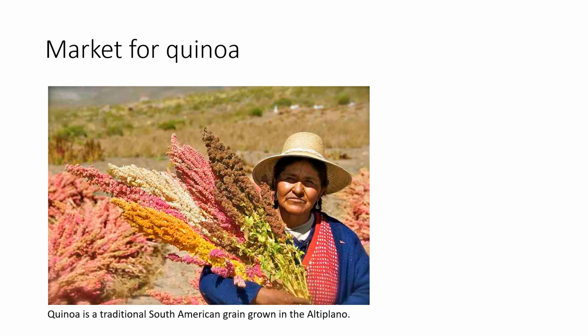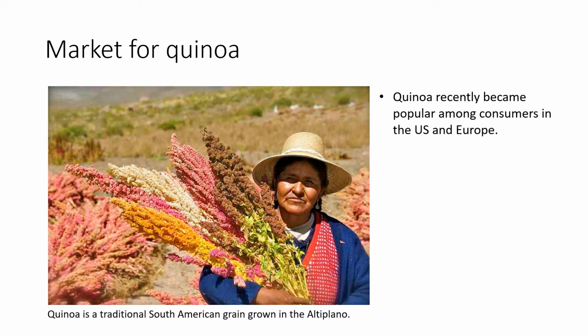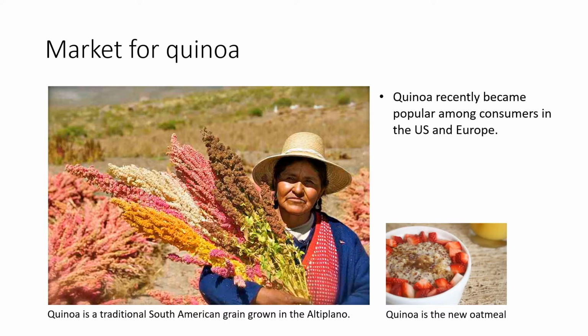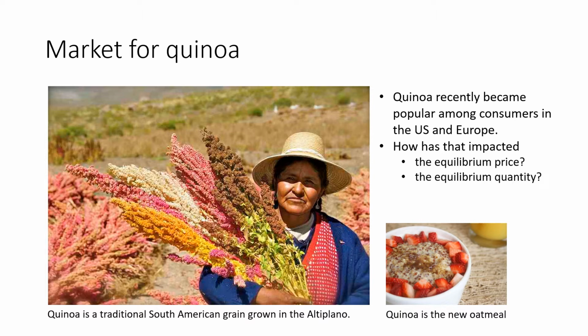Today's lecture focuses on changing market equilibria in the supply and demand model, where all consumers and producers are price takers. So we're going to start with the example of the market for quinoa, a traditional South American grain, which has become recently popular in the US and Europe. You can eat it like oatmeal. We want to think about how this new interest in quinoa has impacted its equilibrium price and quantity in the supply and demand model that we introduced on Monday.